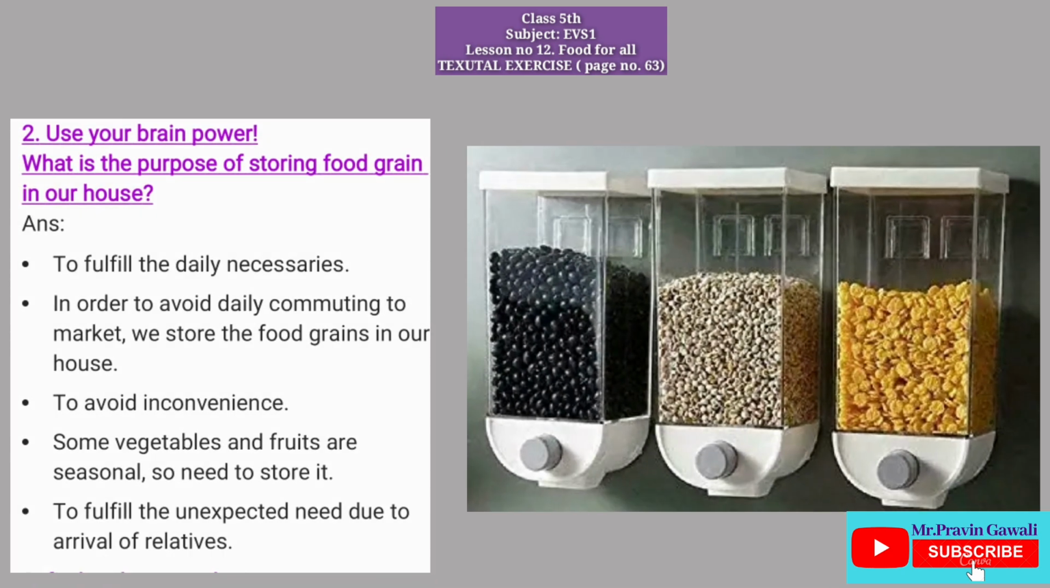Now the question number second. Use your brain power. What is the purpose of storing food grain in our house? The answer is to fulfill the daily necessaries. In order to avoid daily commuting to market, we store the food grains in our house. To avoid inconvenience, some vegetables and fruits are seasonal, so we need to store them. To fulfill the unexpected need due to arrival of relatives. For all the above reasons, we do store food grains in our house.